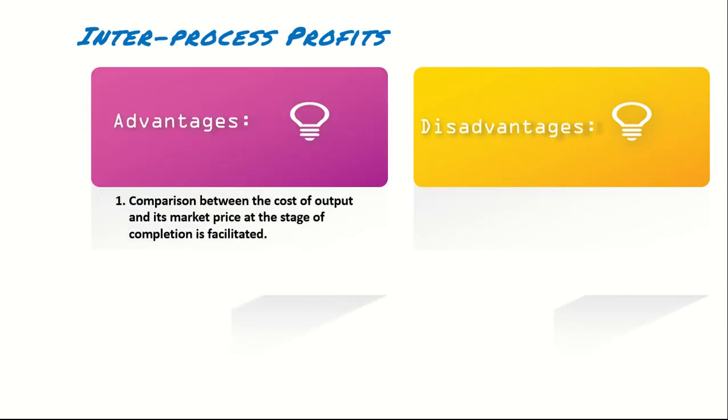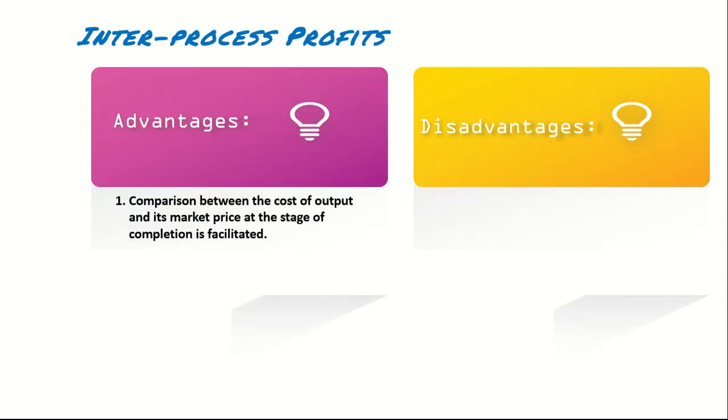Inter-process profits. In some process industries the output of one process is transferred to the next process not at cost but at market value or cost plus a percentage of profit. The difference between cost and the transfer price is known as inter-process profits.